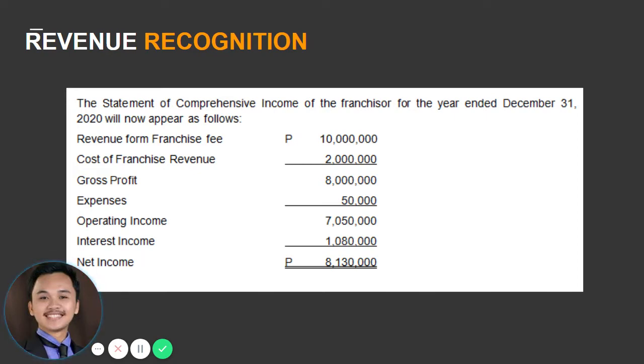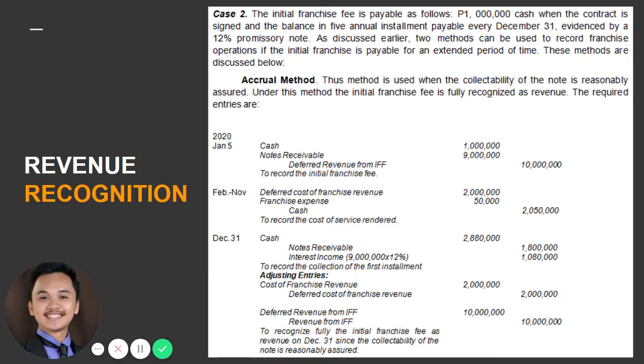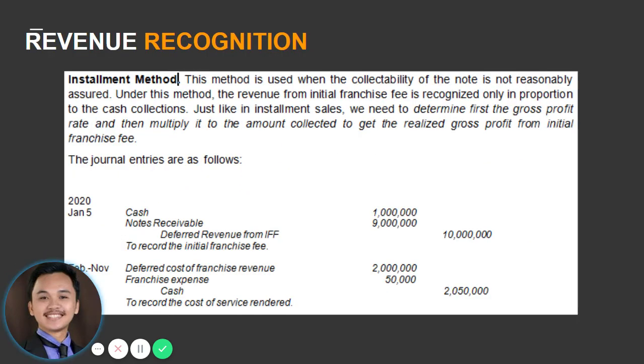So therefore, we have an operating income of 7,050,000 plus the interest income. Take note that we have earned interest income of 1,080,000 from our promissory note, or from our notes receivable. So therefore, the total net income in case 2 is 8,130,000. Okay? So again, just a recap: under accrual, regardless of the collection of your total initial franchise fees, you will recognize the entire initial franchise fee as revenue. Because under accrual basis, we assume that the note or the balance can be reasonably collected. Okay? So that's case 2.